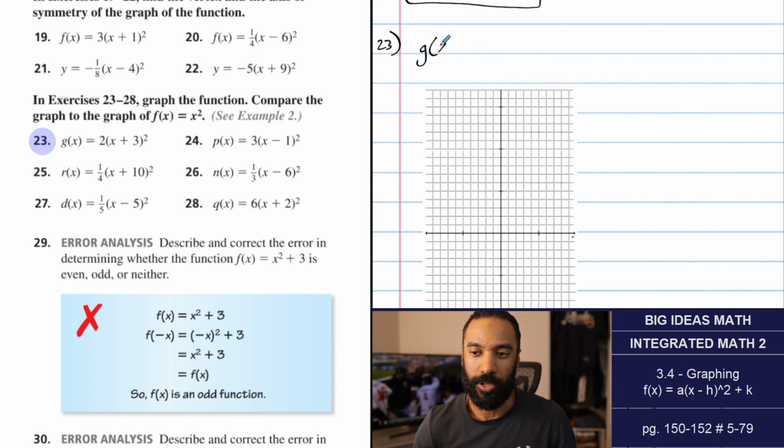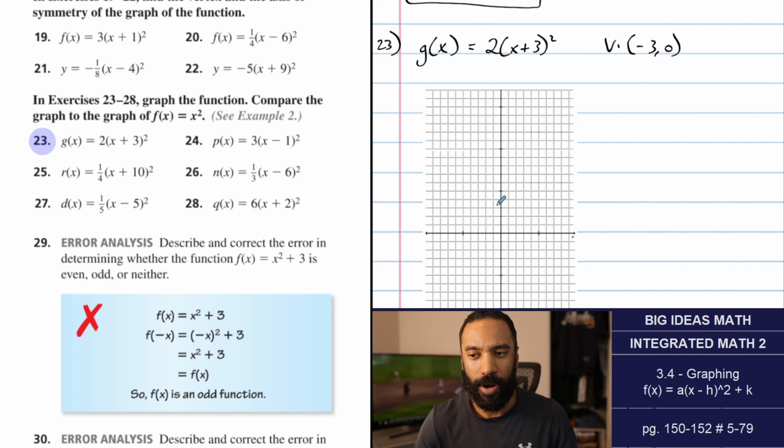The question is, are you still good at doing A? G of x equals 2 times x plus 3 quantity squared. So the vertex is at -3, 0. I'll graph the axis of symmetry with these ones as well, at least to begin with. -3, 0. 2, let's do the vertical stretch, the axis of symmetry right now.